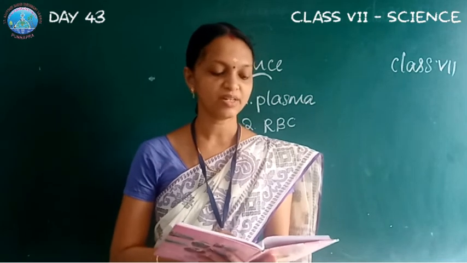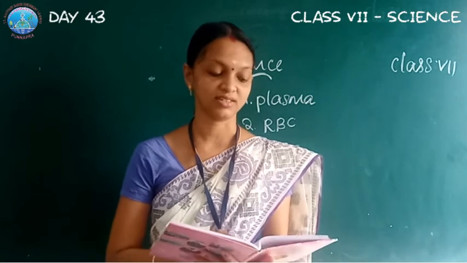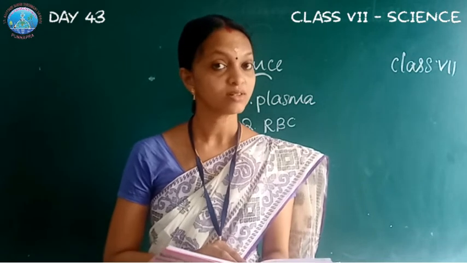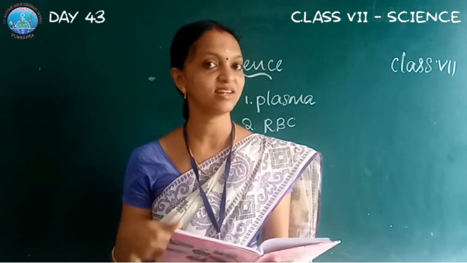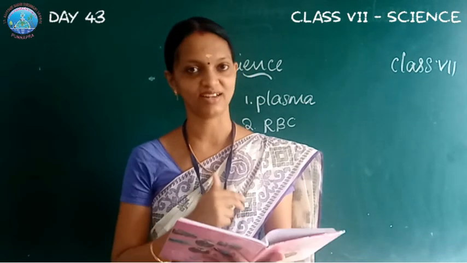How many chambers are there in the human heart? There are four chambers in our human heart: right atrium, right ventricle, left atrium, left ventricle.